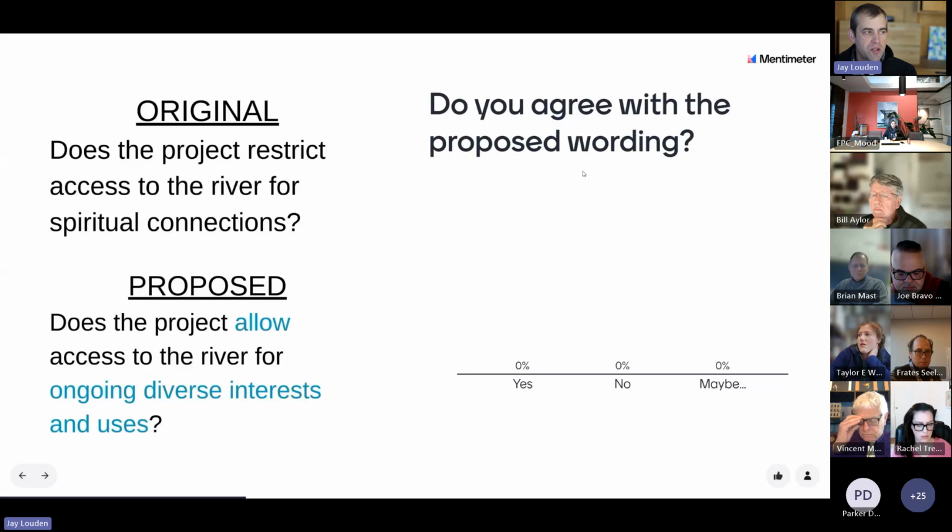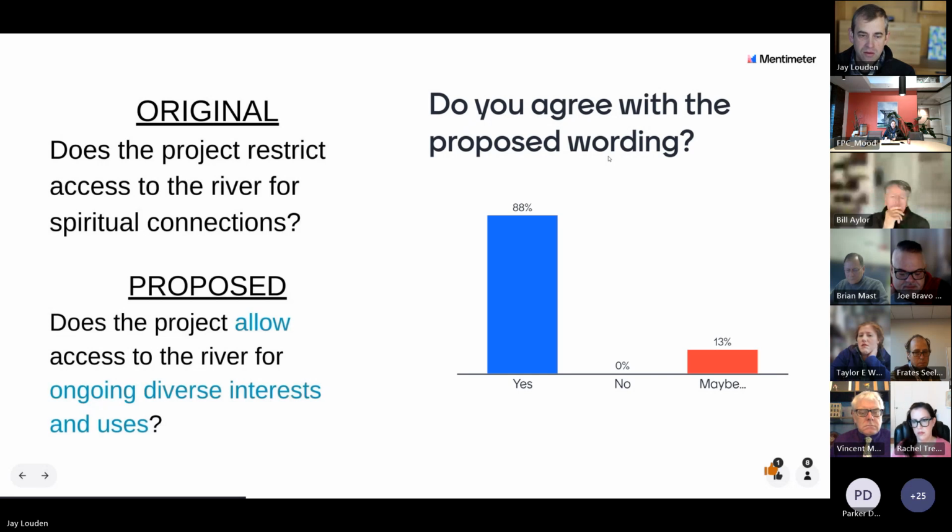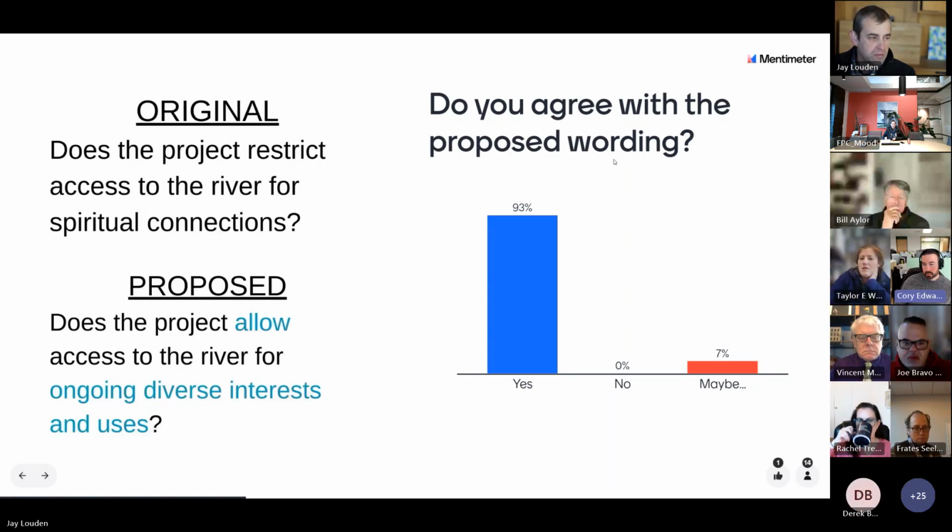Still in the river. So the original: does the project restrict access to the river for spiritual connections? And this is primarily flipping that on its head and widening it a little bit. So: does the project allow access to the river for ongoing diverse interests and uses? And someone suggested adding the word "safe" before access, safe access to the river. It seems reasonable enough.